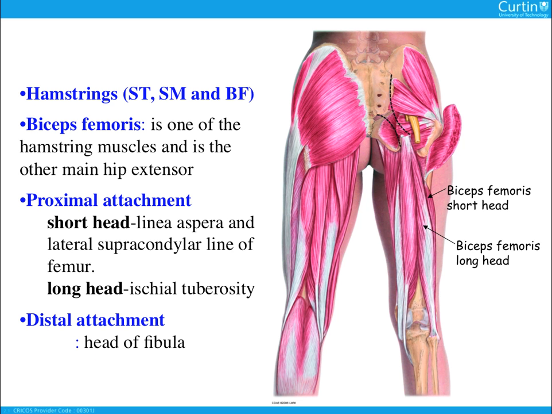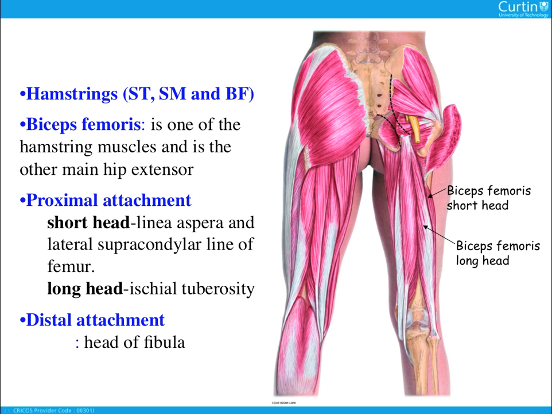So let's have a look at them. Let's start off with the biceps femoris. Now this has to be, of course, differentiated from the biceps brachii, and I'm sure some of you have been thinking, do I have to call it the biceps brachii? Well, yes you do, because biceps brachii is referring to it as the two-headed muscle of the brachium. The biceps femoris is referred to as the two-headed muscle of the femur. So this is to differentiate between the two.